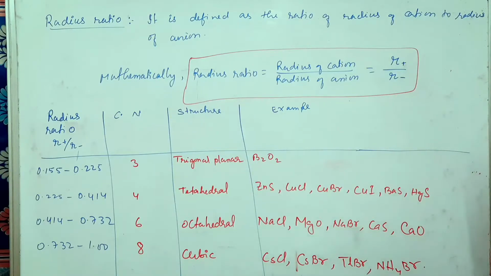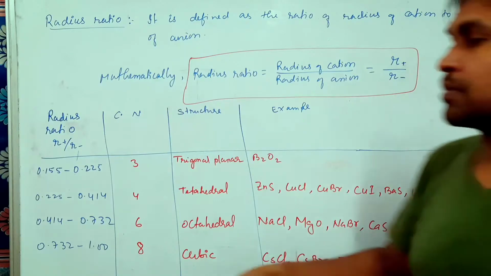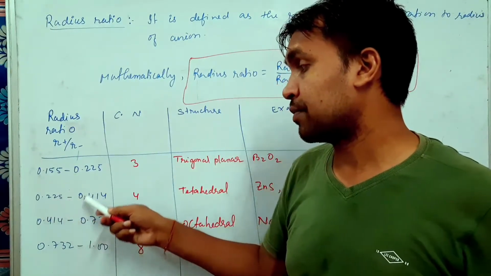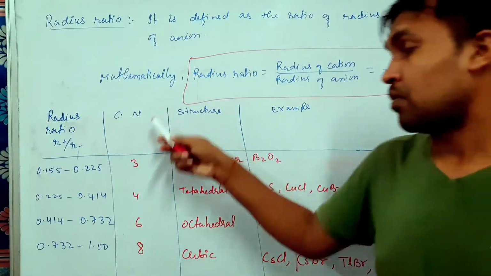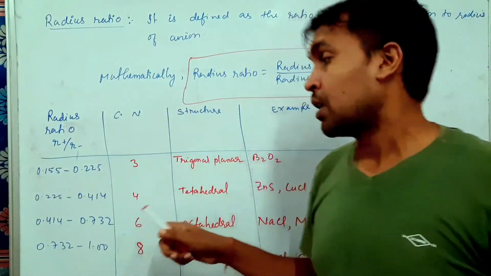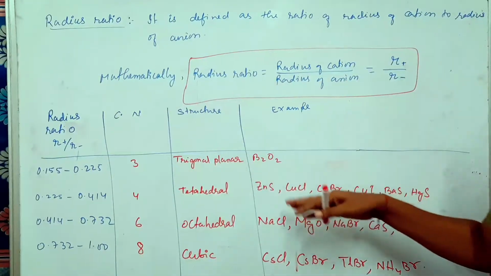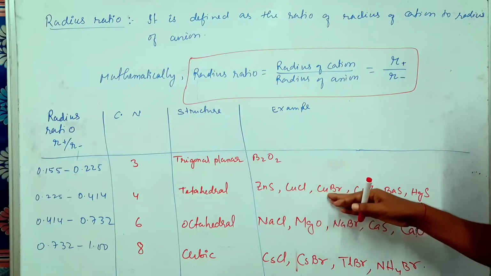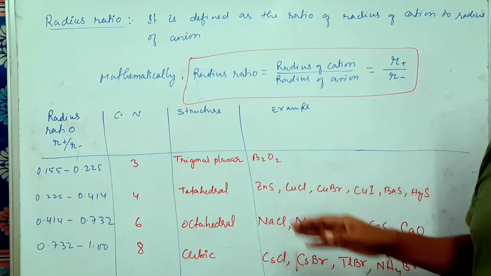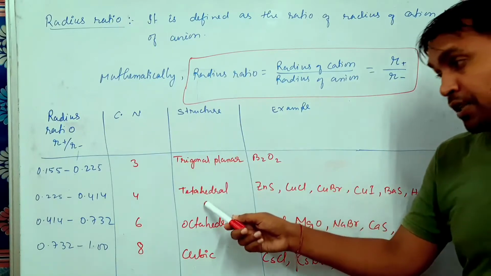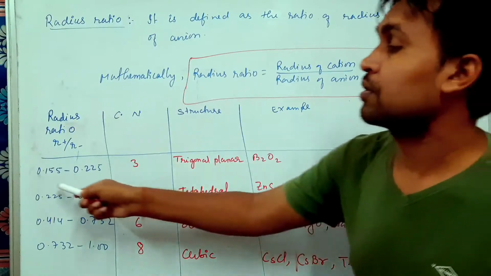Now if we find the radius ratio and get something between 0.225 to 0.414, then the coordination number will be 4. The structure will be tetrahedral. Examples are ZnS, CuCl, CuBr, CuI, BeS, HgS. All these have tetrahedral structure, coordination number 4, and their radius ratio falls in this category.